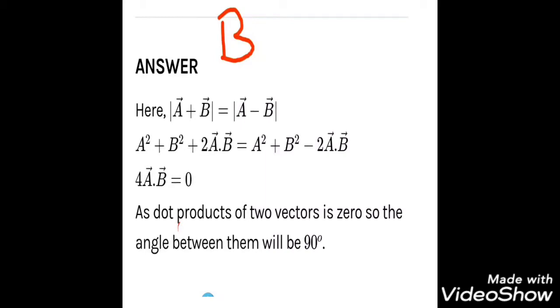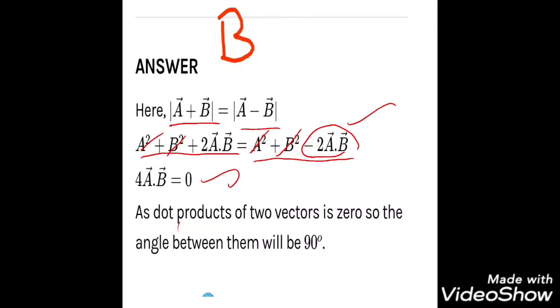See, |A + B| = |A − B|. So you are getting A² + 2A·B on one side and A² − 2A·B on the other, after squaring. You will get these values only on both sides. So A², B², A², B² get cancelled. 2AB minus 2AB comes to this side, so 4A·B is equal to 0.